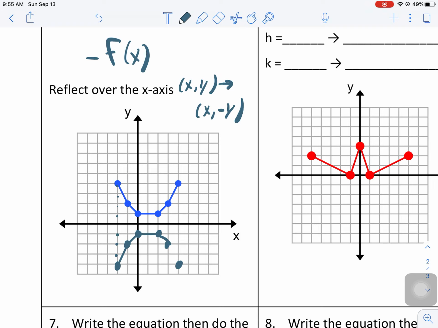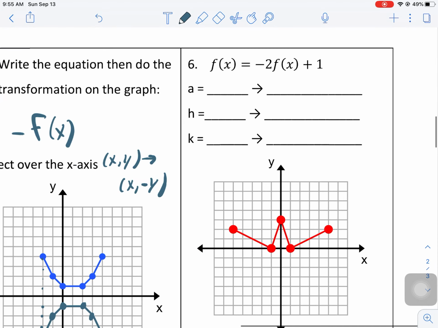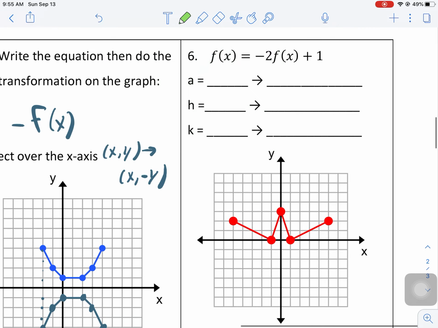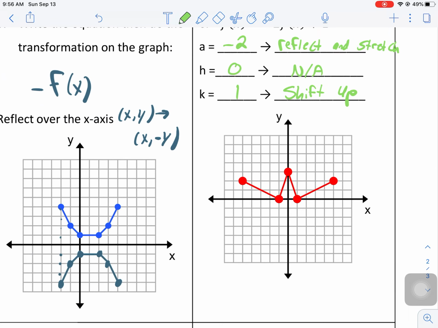Okay, connect all those dots, and bam. Right there, we have our reflection over the x-axis. So, let's take a look at 6. Taking a look at 6 here, we have -2, so that's a reflect and stretch. Okay, h value is 0, so not applicable, horizontal shift, and then our k is +1, so that's a shift up. Okay, you always have to do the a value transformation first, so it's saying reflect and stretch.